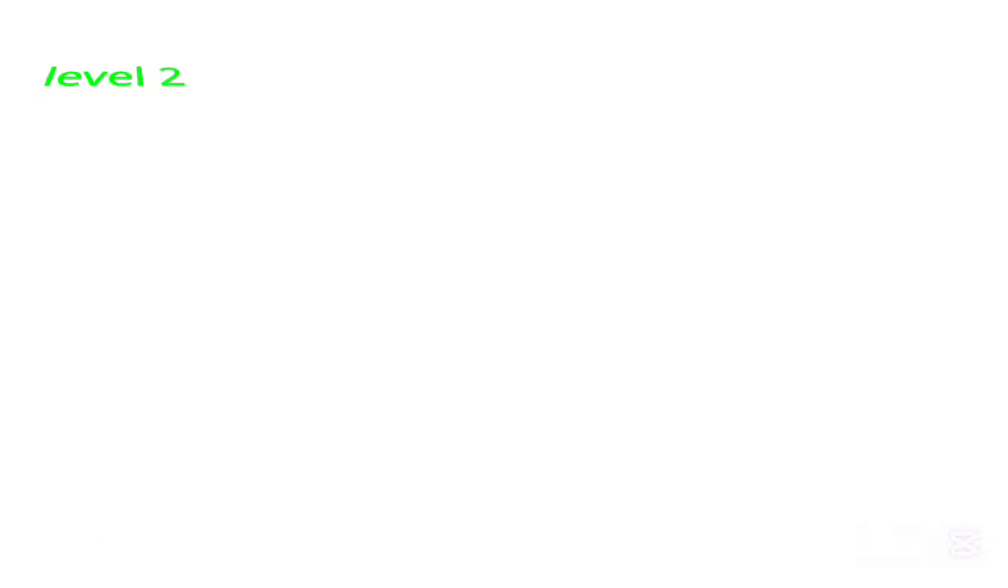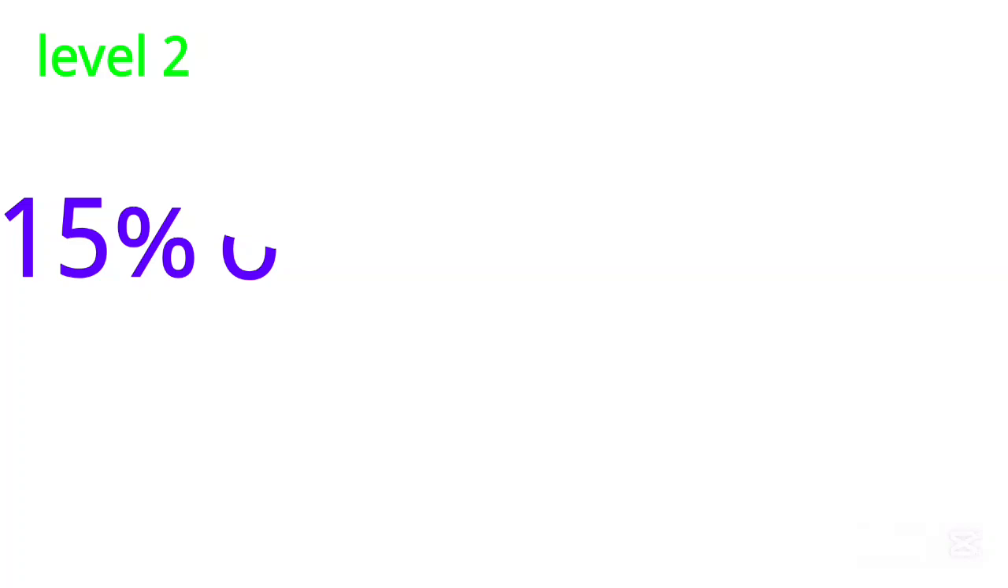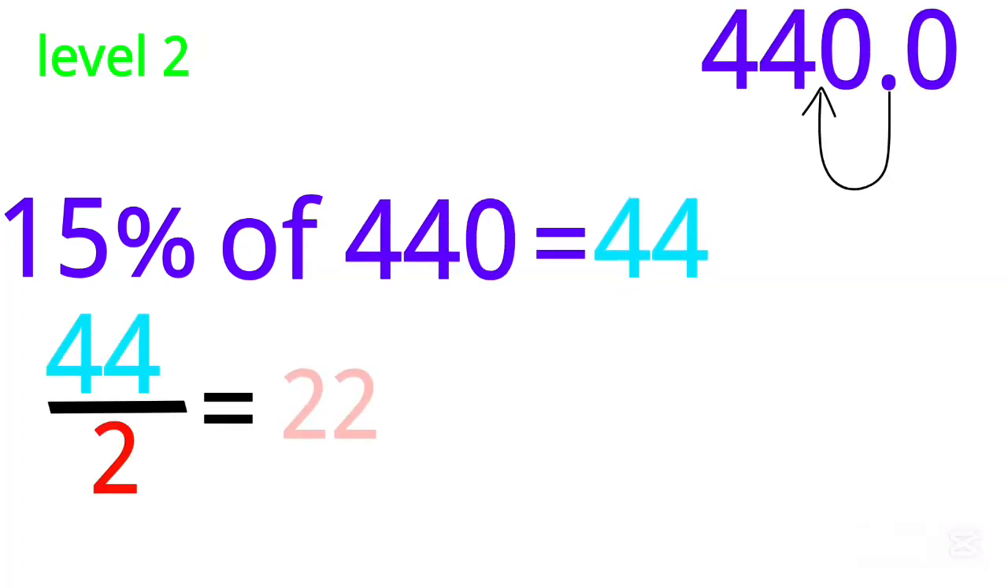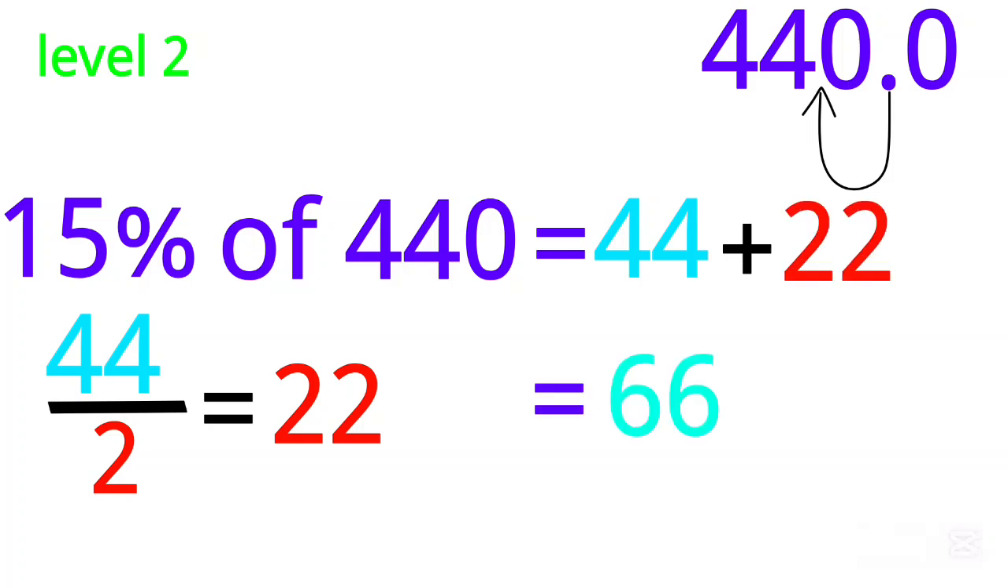Nothing scary. Let's lock it in with one more. 15% of 440. 10% is 44. Half of that is 22. Add them together. 44 plus 22 is 66. Alright, let's level up. This is level 3.